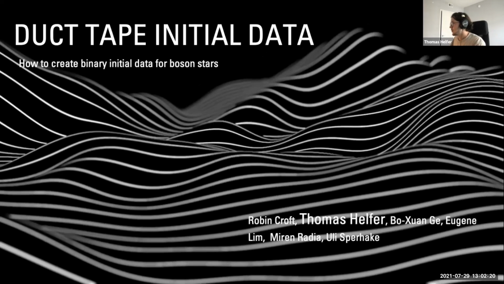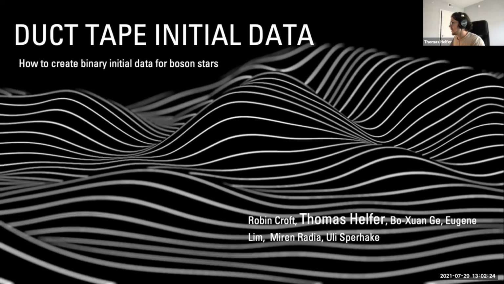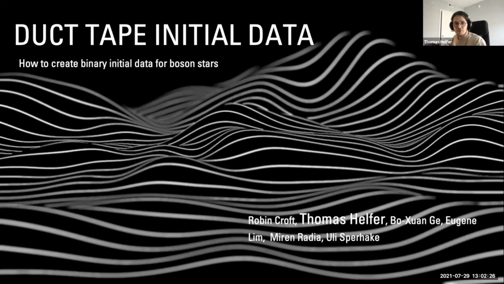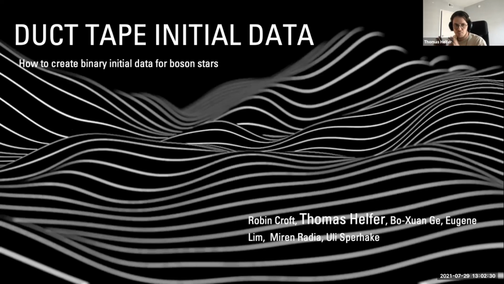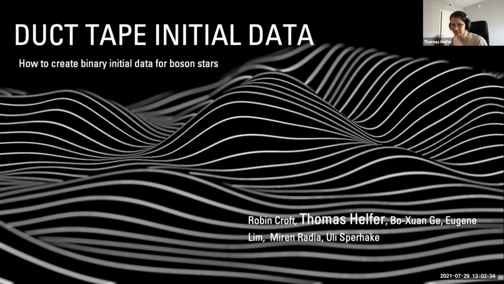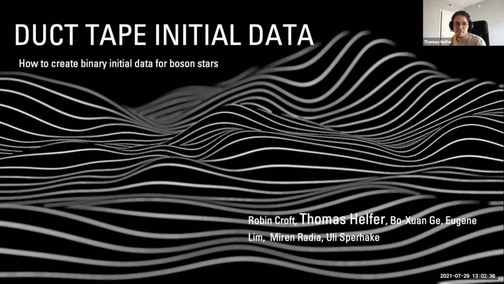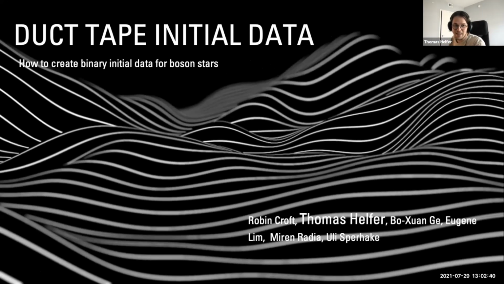So I'm going to talk about duct-tape initial data. This is an idea for improving your initial data for boson stars, but it should also work for other compact objects. I hope this is a very neat little idea that is very easy to implement. That's what I hope you take away.